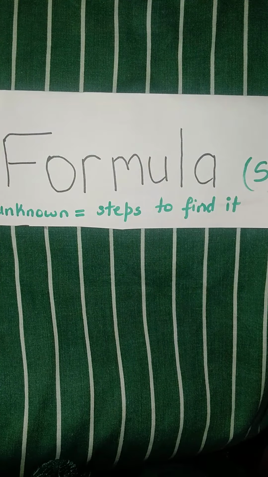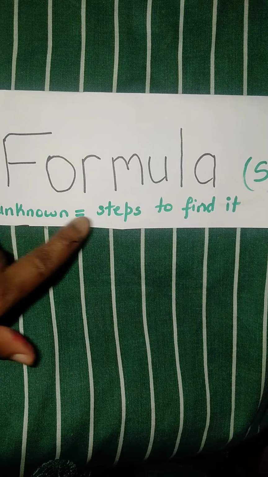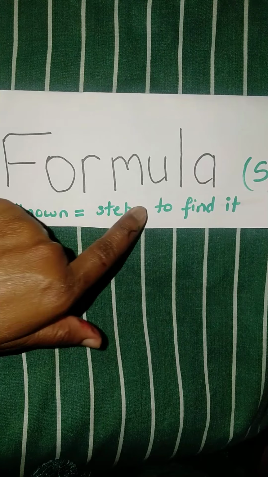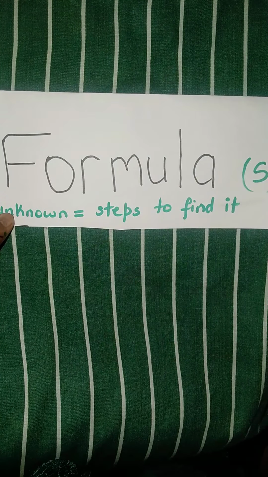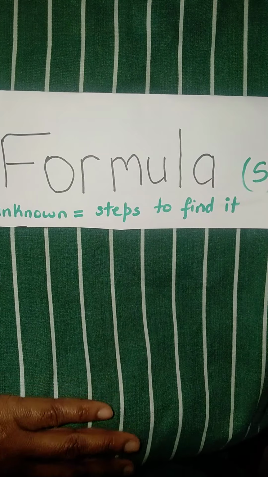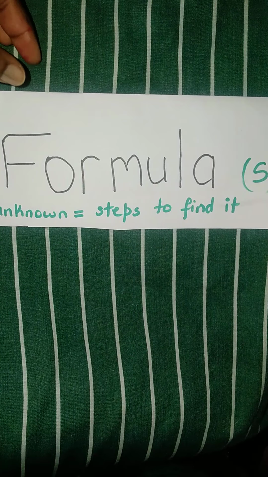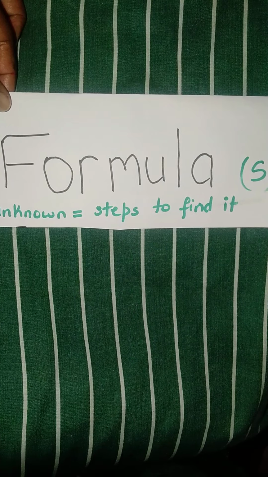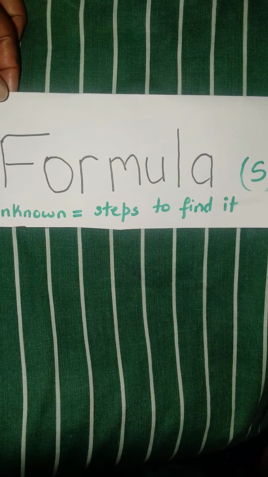So let's look at an actual formula. Now the unknown doesn't necessarily have to be on the left side. It could be on the right side, and then the steps to find it could be on the left. But the reason why I wrote it like this is because when we're reading, we normally read from left to right. So let's look at some formulae or formulas. Yes, you can say formulas for more than one too.